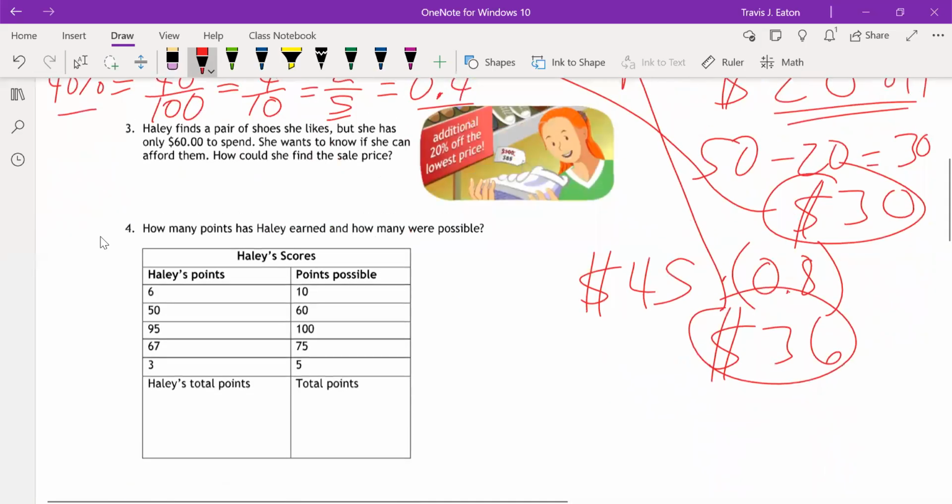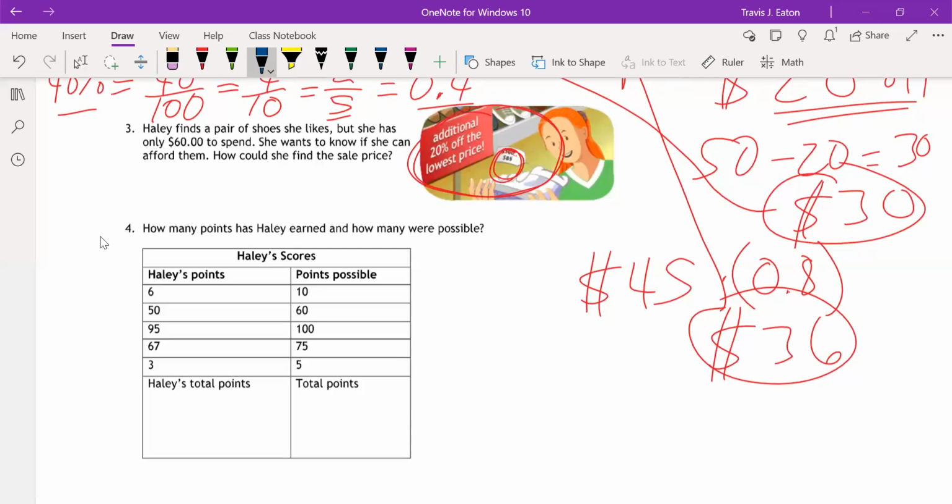Haley finds a pair of shoes that she likes, but she has only $60 to spend. She wants to know if she can afford them. How can she find the sale price? Well, it says take an additional 20% off the lowest price. And I don't know if you can see that lowest price, but it says it's $85. So that price is $85. So we're going to take 20% off $85. So if we're taking 20% off, that means that we are paying 80%.